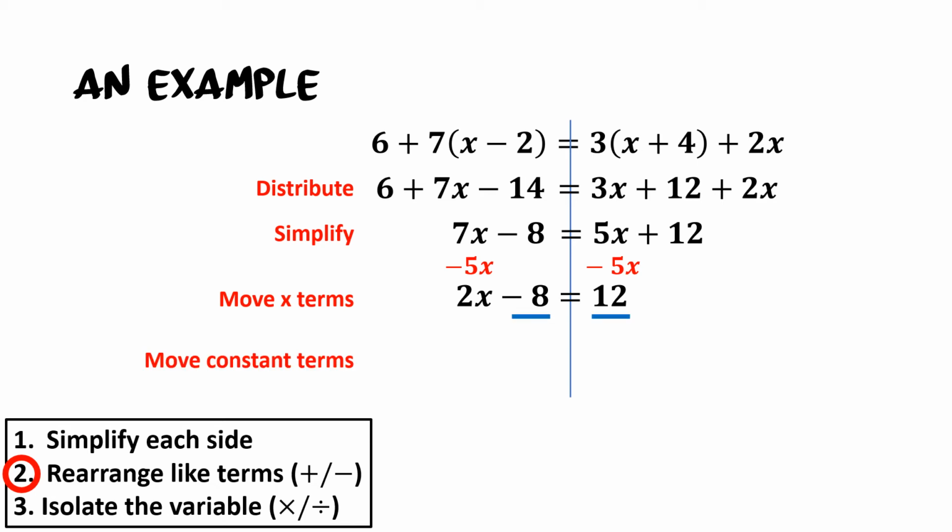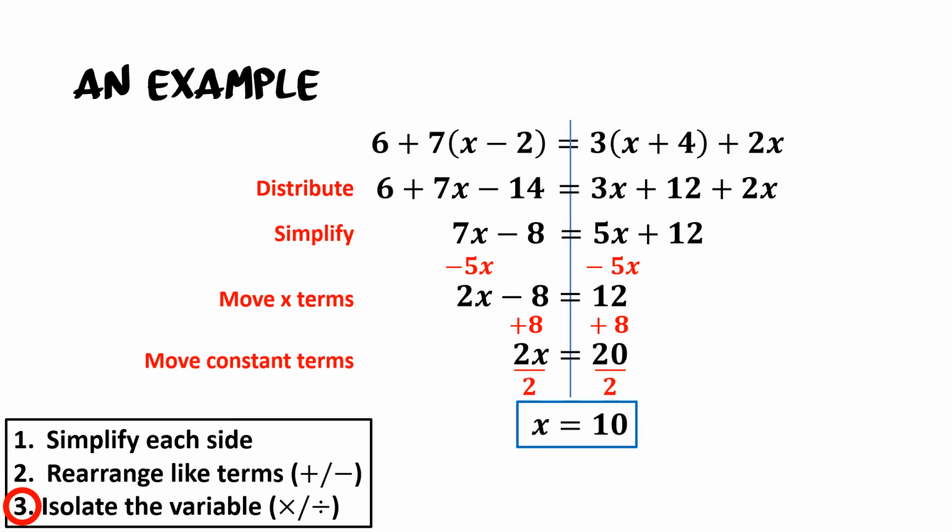Now let's move the constant terms together on the right side the same way, by adding 8 to both sides. Now we get 2x is equal to 20. Whew, we're almost done. We still need to get x by itself though. Since it is being multiplied by 2, we need to divide by 2 to undo this operation. Remember that the last step is usually division or sometimes multiplication to undo the x coefficient. And now we have our final answer. X is equal to 10.